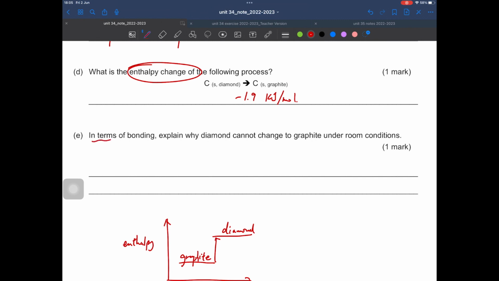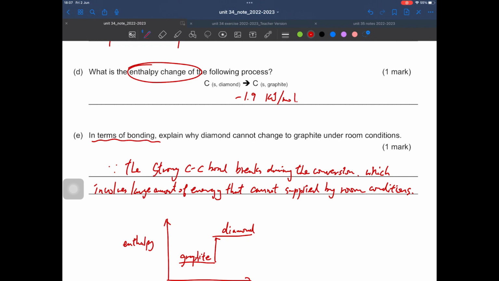Finally, in terms of bonding, so why the diamond cannot change to graphite under room conditions? We seldom see that any diamond in the jewelry shop turn into graphite. Why? We know that diamond change to graphite is exothermic. Theoretically, it is an energetically favored reaction. But the reason behind is because it requires breaking strong covalent bond. And here is the answer.